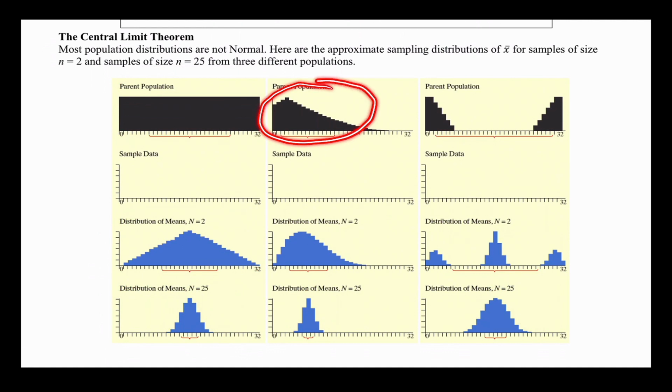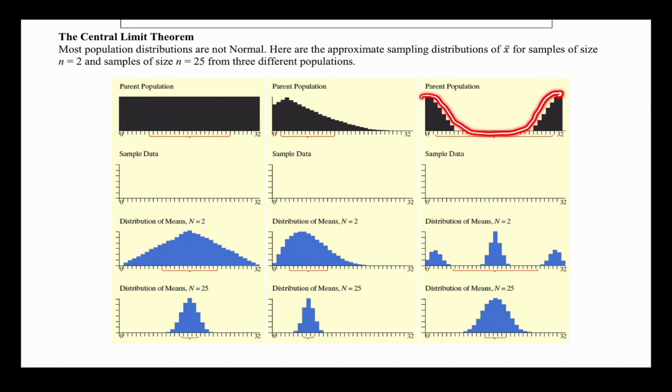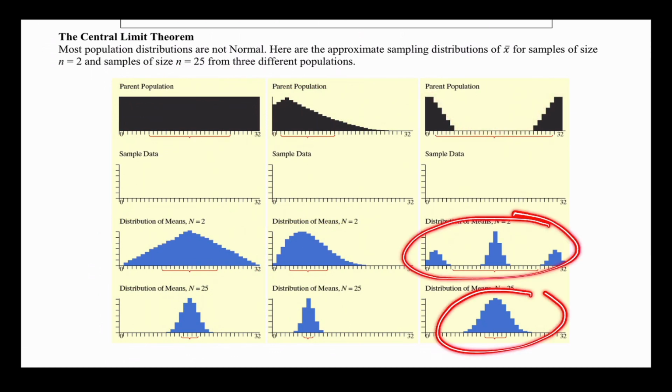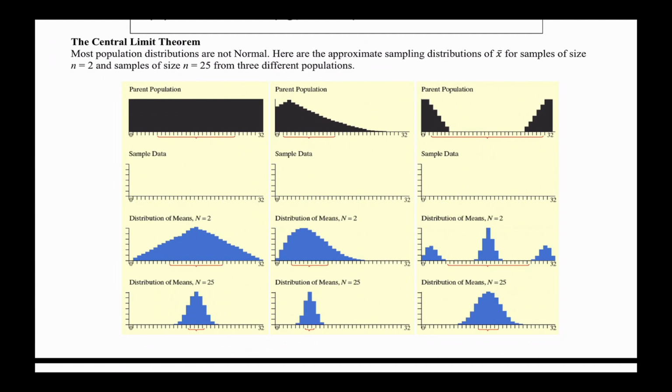This guy, skew to the right. But if I take a sample size big enough, variability goes down. This guy here is symmetric, but it's not the symmetric that I want. So if I take a sample size of 2, if I take a sample size of 25, as that sample size gets bigger, it's the picture that I want. That's how the central limit theorem works.